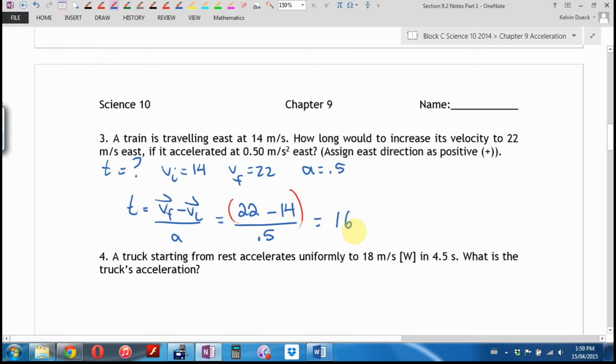16, final. 16 what, Allison? What do we measure time in? Meters per second is velocity. What do we measure time in? If you're not sure, look at the previous page at some of the questions.